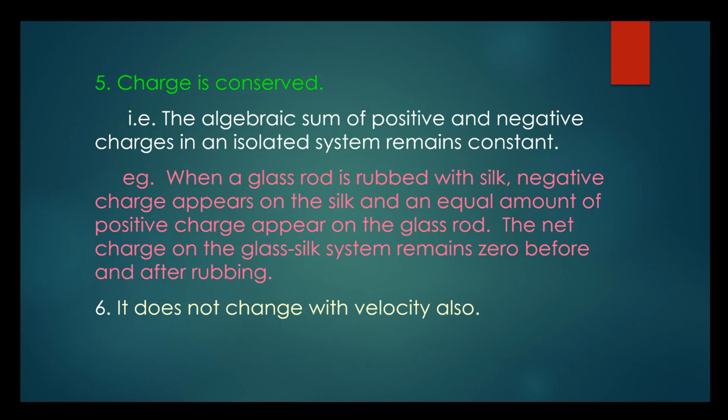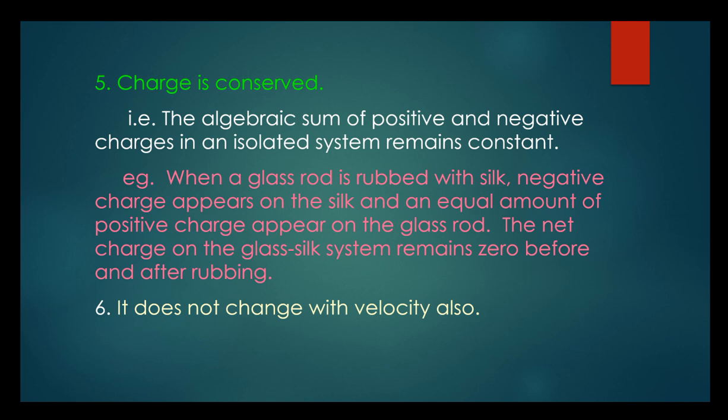Next, the last point is that charge is conserved. The conservation of charge is the next property of charge. The algebraic sum of positive and negative charge in an isolated system remains constant. So what do we mean by an isolated system here? It means there is no charge coming from outside and no charge going away from the system. Such a system is called an isolated system.